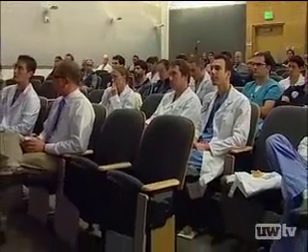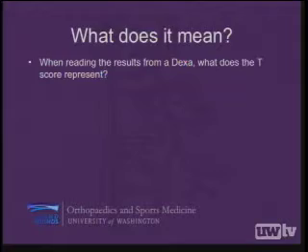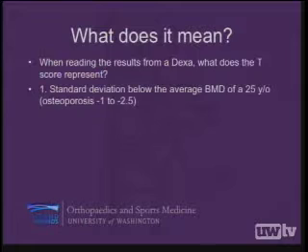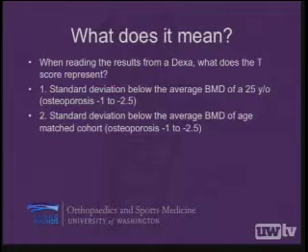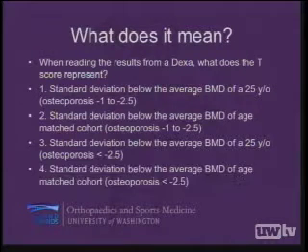And this is for the residents in the room. When reading results from a DEXA, what does the T-score represent? These questions are often on our in-training exam. So is it the standard deviation below the average bone mineral density for a matched 25-year-old, with osteoporosis being -1 to -2.5? Or standard deviation below for an age-matched cohort? And the same options with osteoporosis being defined as less than -2.5.